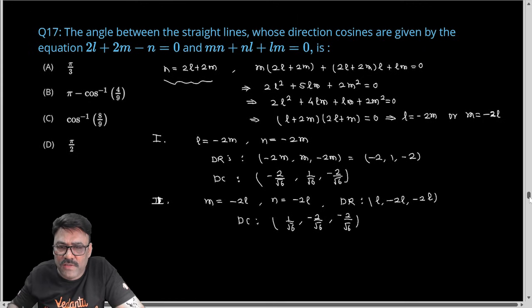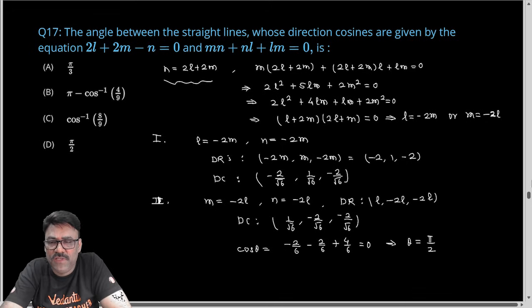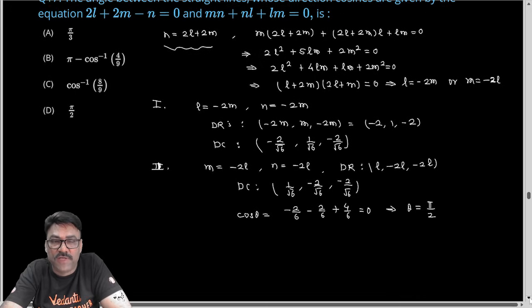So now I can find the angle. Let's say the angle is theta. So cos theta will be L1 L2 plus M1 M2 plus N1 N2. L1 L2 is minus 2 by 6. M1 M2 is again minus 2 by 6. N1 N2 is 4 by 6, which gives 0. That means theta is a right angle. So the angle between the two lines is a right angle here. So for the two lines given by these two equations, the direction cosines are these two, and the angle between the two lines is perpendicular, a right angle.